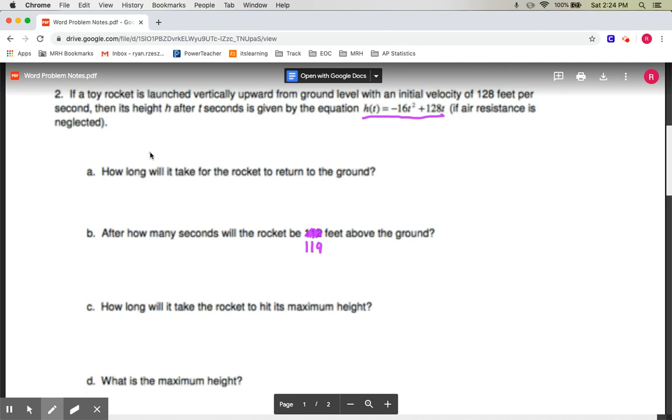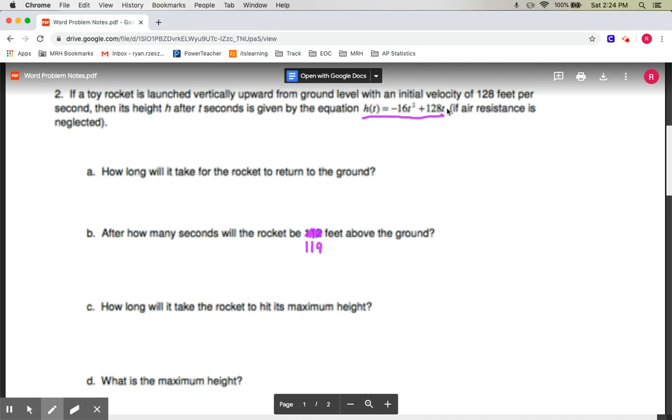So my first problem says, how long will it take for the rocket to return to the ground? The height is given by y, and the time is given by t. So in a problem like this, they could give you a time. It could say something like, how high will the rocket be in 2 seconds? If it was something like that, that kind is really easy.